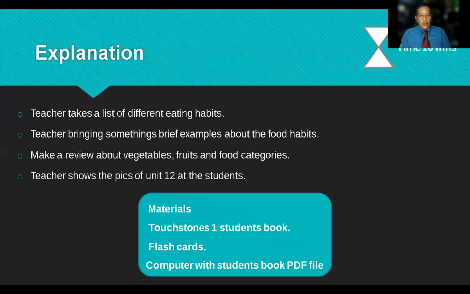Next. That's an interesting explanation. The teacher makes a list of different eating habits. The teacher brings some brief examples about food habits, makes a review about vegetables, fruits and food categories. The teacher shows the pictures of unit 12 to the students. Remember, you will have the English book for your class, but the topic is on page 12.